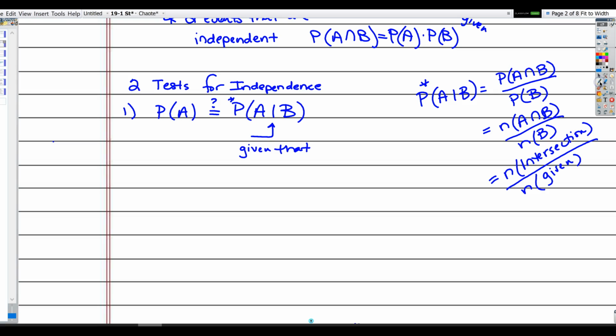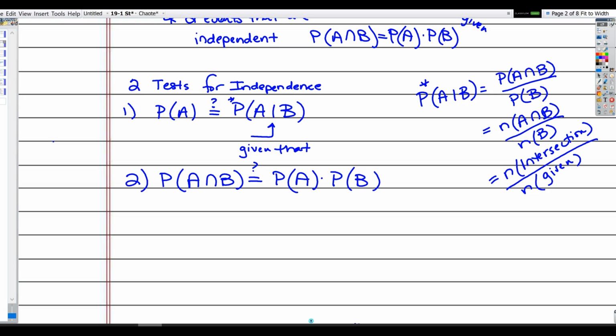So the second test, let me show you what that one is. Now there are times, depending on how your information is given to you, that the first test won't work. But I always like it because it makes more sense to me. I don't know if it will to you guys, so we give you two. So the probability of A and B, does that equal the probability of A times the probability of B? Because guess what? If they are independent, this is the formula you're supposed to be using. Remember that from a few minutes ago?